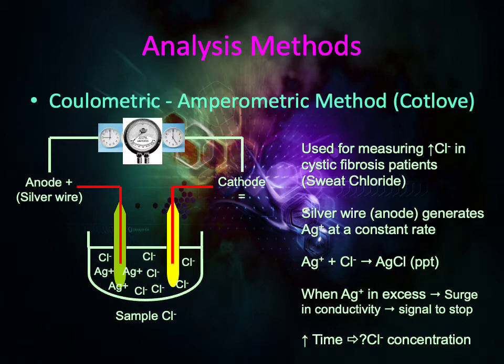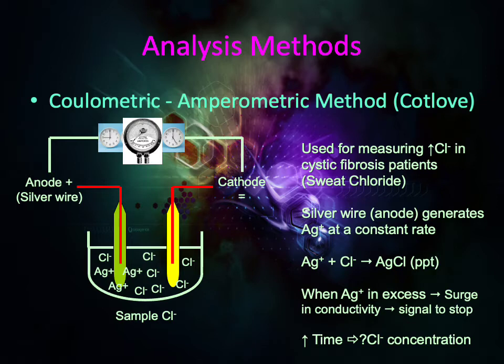Basically, the method involves immersing the anode, composed of a silver wire, and the cathode, typically a platinum wire, into a solution containing chloride ions, or the patient sample. When the test begins, two things occur. First, a timer starts. Second, and simultaneously, a constant and steady electrical current is applied to the anode, which generates silver ions at a constant rate.